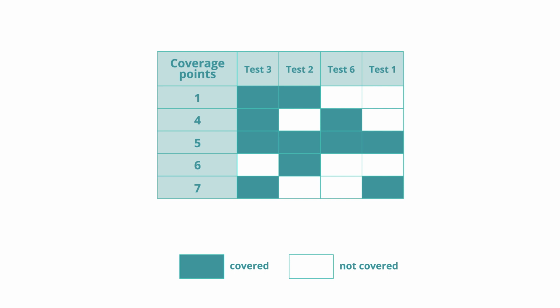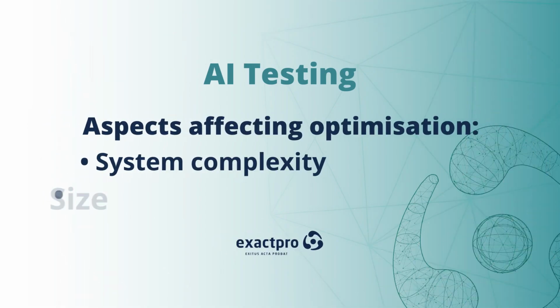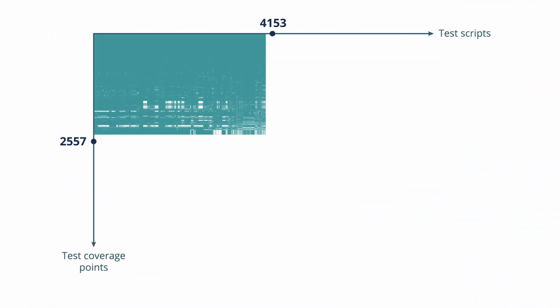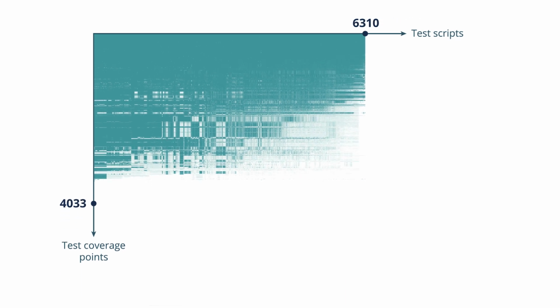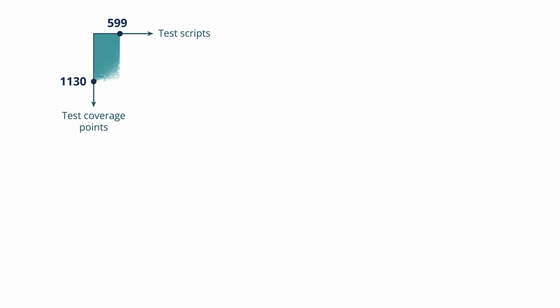The level of optimization the model can deliver widely depends on the system complexity and the size of the existing test library. An example of the improvements we've received from a real-life implementation of the model is featured on the screen. We've significantly reduced the number of test cases and coverage points to be checked, while keeping or extending the level of test coverage. After the optimization, we can further enhance the test scripts and improve the quality of the test library using AI algorithms.